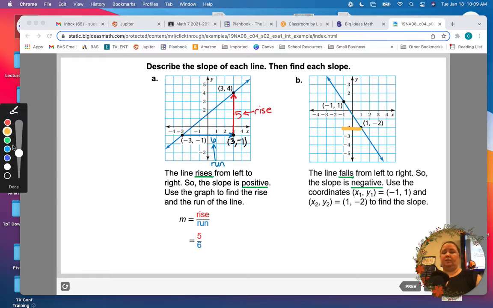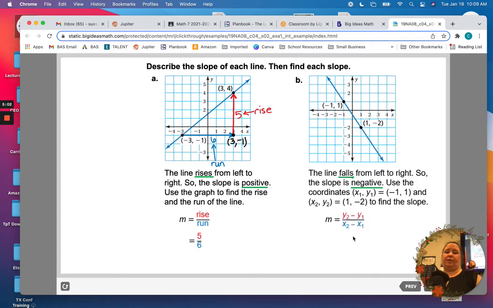So my rise was -3, and my run was 2. Oh, they did the whole thing, which is good. I'll show you that in a minute. I don't get it. I know, I'm going to show it to you. Did you understand the counting?